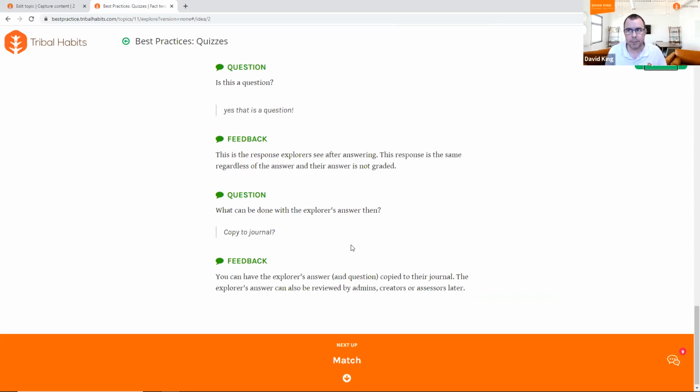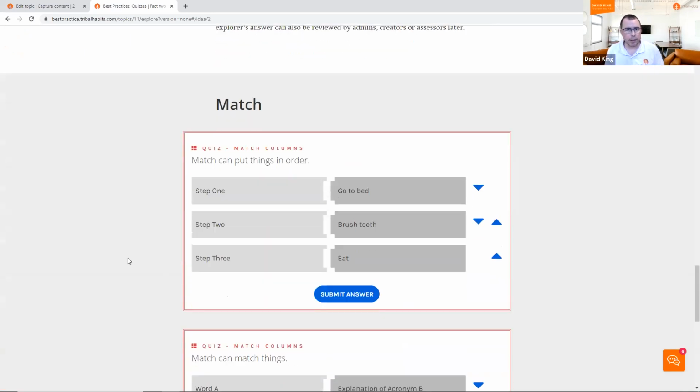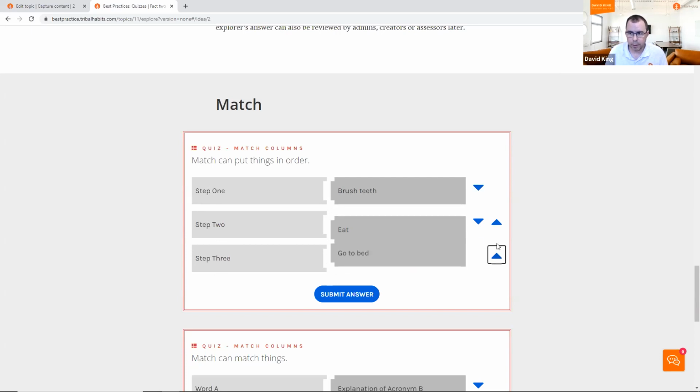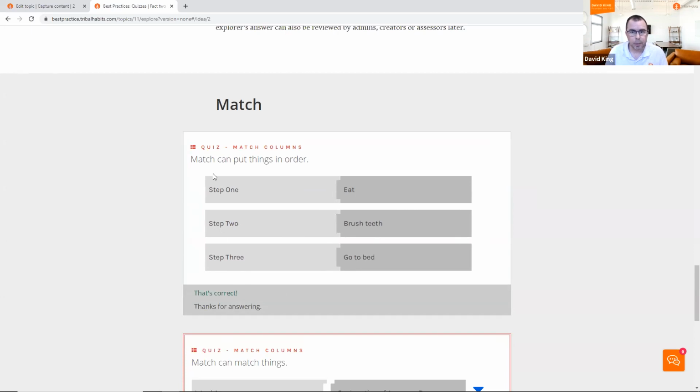So a couple of different ways here for assessors to jump in and deal with these sort of things. The match interaction we saw earlier is a kind of ranking sorting interaction, and you can do a couple of different things with this. You can put things in order. So here on the left-hand column, I have the steps, and they can just be called step 1, step 2, step 3. That's all they need to be. And then I'll explain what the steps are briefly on the right-hand side, and the learner needs to move things around to get them in the right order. So here I probably want to eat first, then brush my teeth, then go to bed. Yes, that is correct. So that's a good way to test step by step.